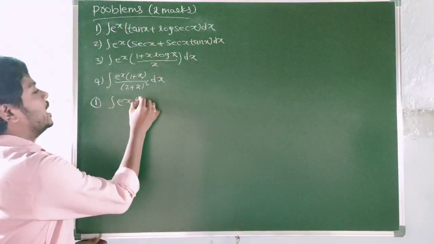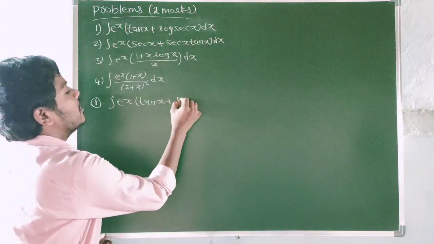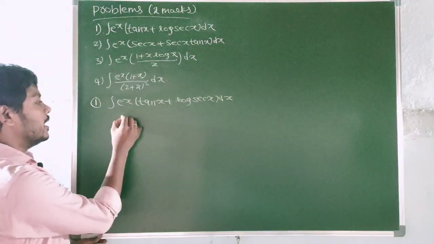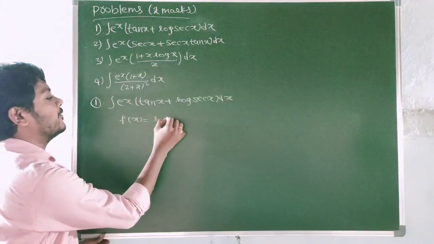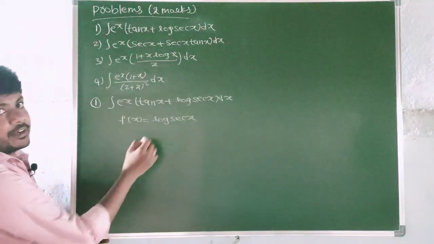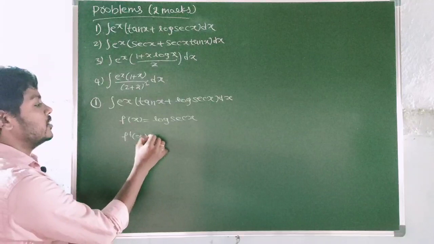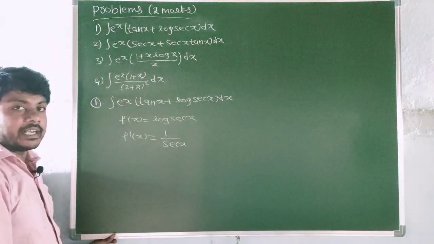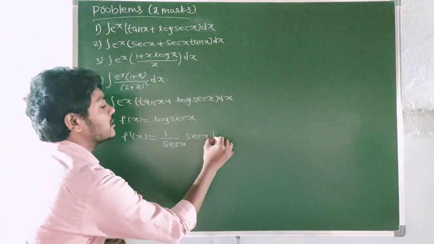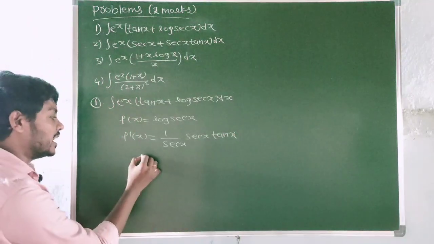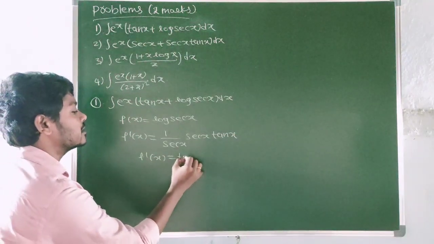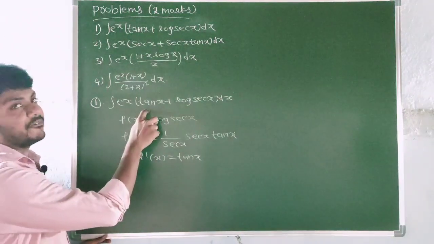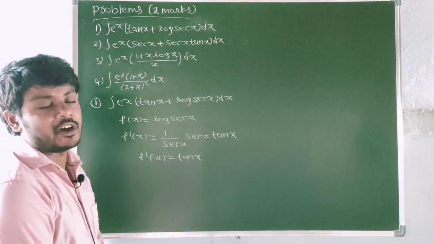integration of e power x tan x plus log of sec x dx. Okay. So see here, f of x is equal to log of sec x. Now derivative of this. So what is f dash x? So it is in the form of log f of x. So write as 1 by sec x into internal derivative of sec x, that is sec x tan x. So clearly what is f dash x? That is tan x. So therefore it is in the form of e power x into f of x plus f dash x. So that is what? E power x f of x plus c.